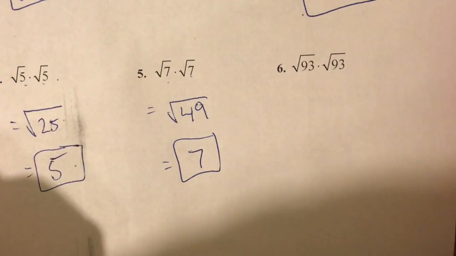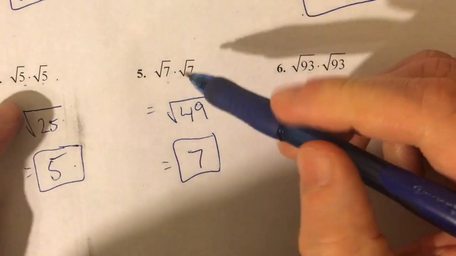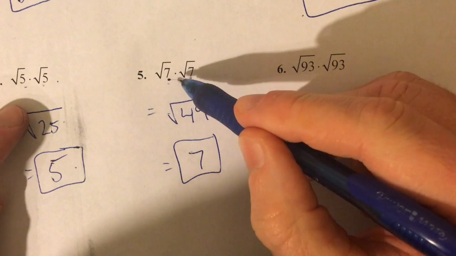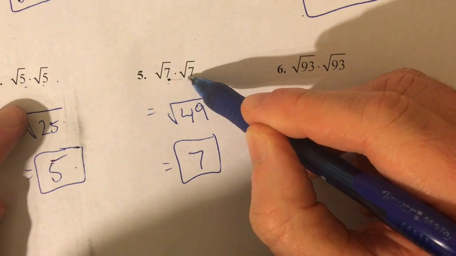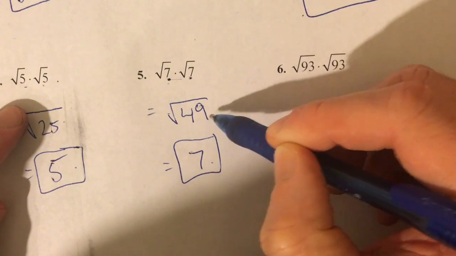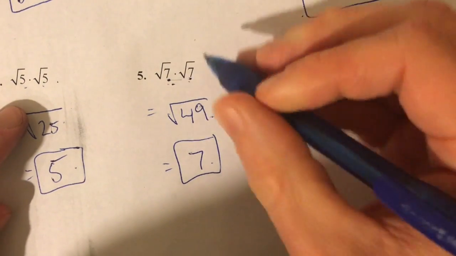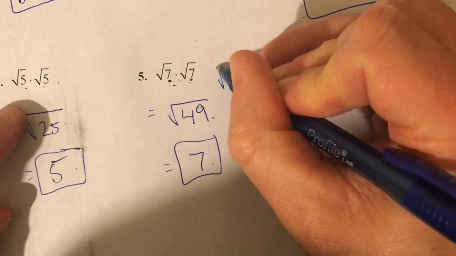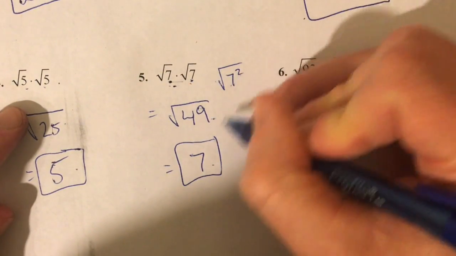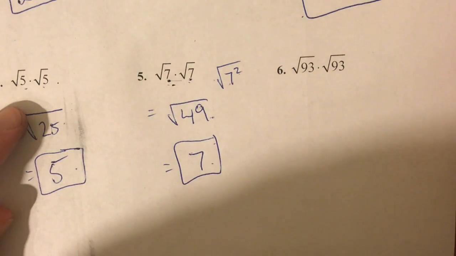No square root. So I'm really after this idea, right here, that if you do the square root of a number times the same square root, you're always just going to get that number, because this middle step, you're just creating a perfect square. That's just 7 squared right there. And the square root of 7 squared is, of course, just 7.